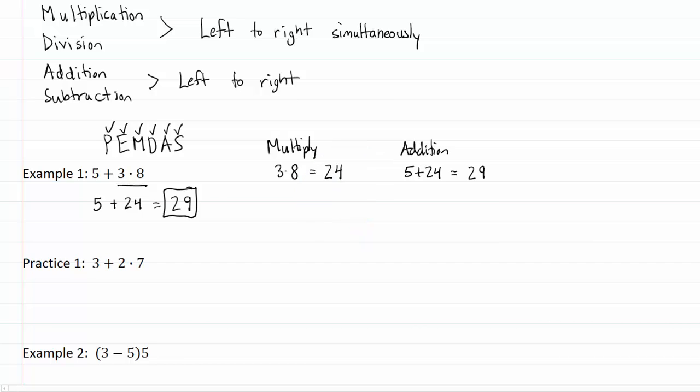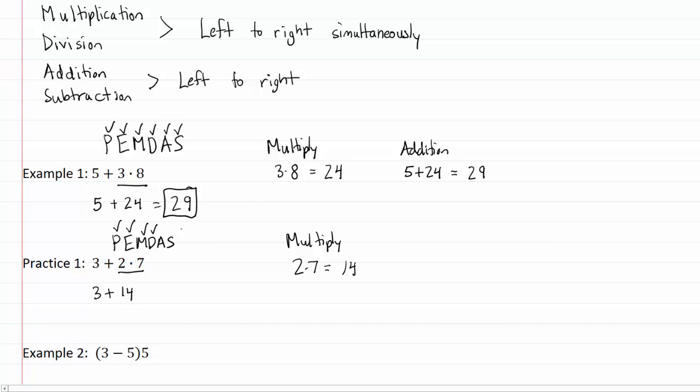Welcome back. I hope you had some success with it. Let's check it out and see how you did. Again, I'm going to write PEMDAS up above it, and then run through the problem quickly. Parentheses, we don't have any of those. Exponents, none of those. Multiplication and division, as I'm going left to right, I've got to multiply 2 times 7, which gets me 14. So I'm going to substitute in 3 plus 14.